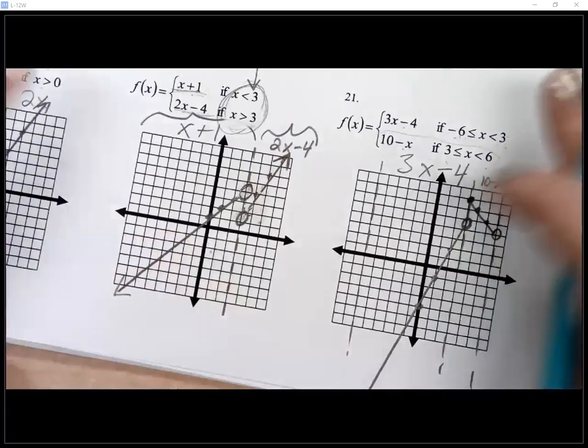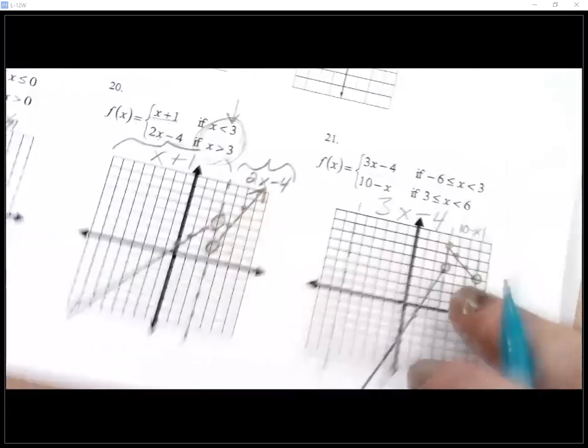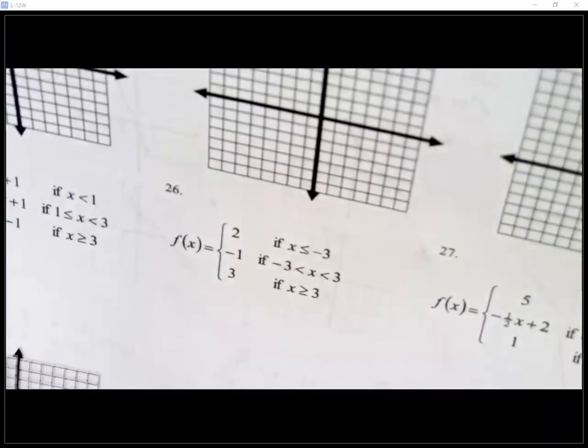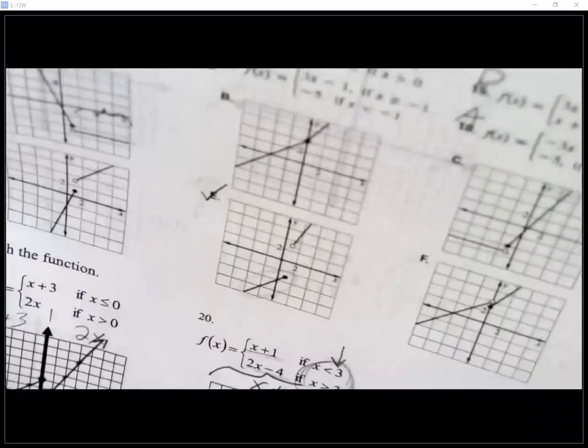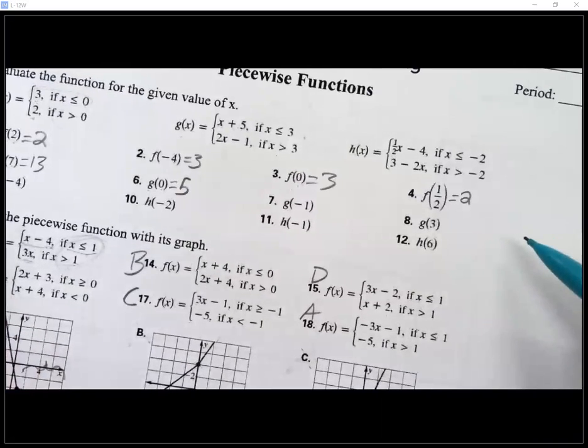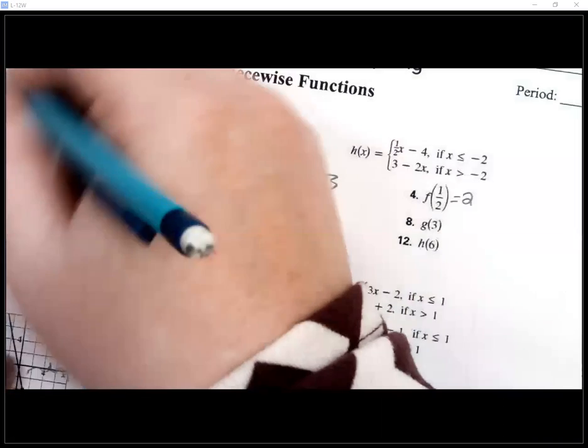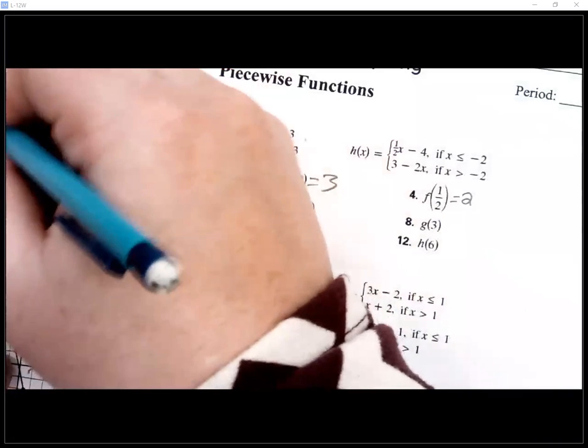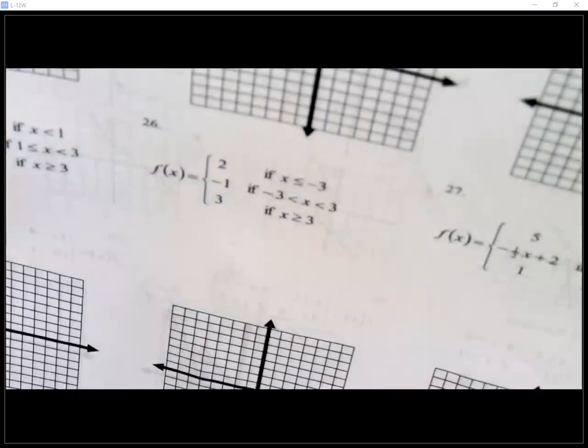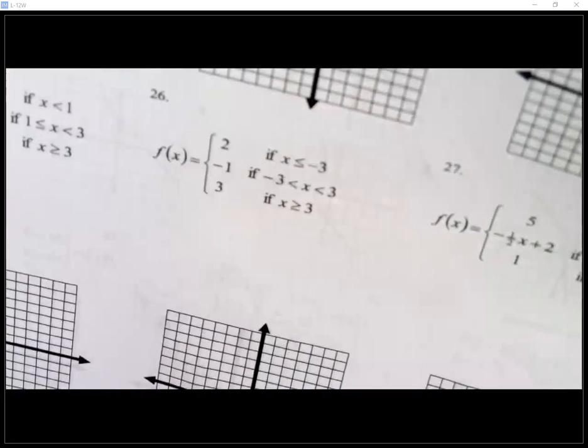Let me tell you what I want you to do for homework. Can you finish the ones at the top that we didn't do? So 1 through 12, make sure that's done. So finish these. And then on the back, I don't know.